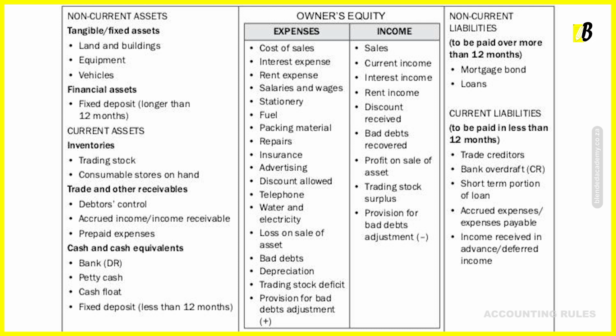And under expenses, we've got our cost of sales, our interest expense, our rent expenses, our salaries and wages, our stationery, our fuel, our packing material, our repairs, our insurance, our advertising costs, our discount allowed, our telephone, our water and electricity, loss on sale of asset, bad debts, depreciation, and trading stock deficit.